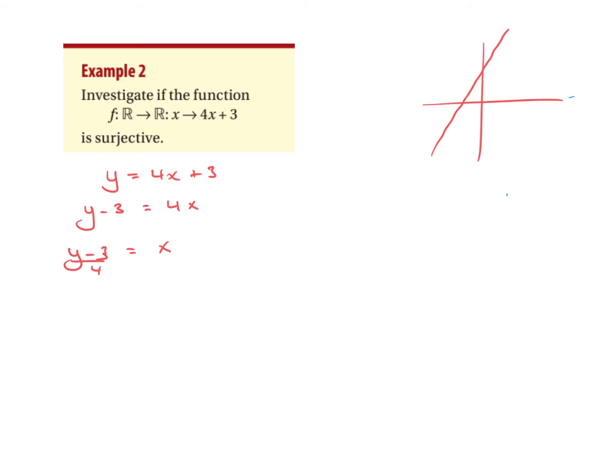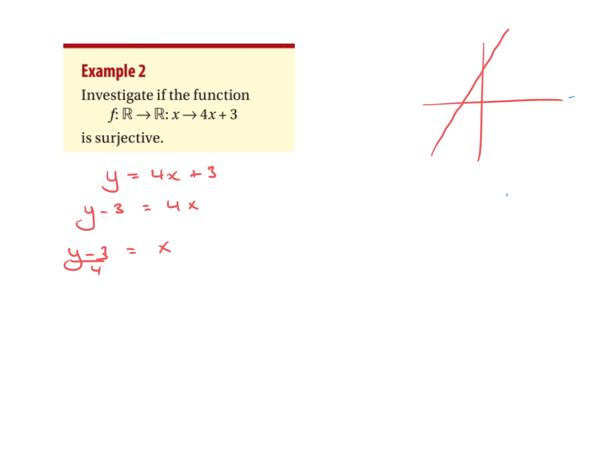Now x is all of my inputs and y is all of my outputs. And I'm asking myself the question, is there any number that I can stick in for y that won't give me an answer for x? If there is, that means it's not surjective. So it doesn't matter what I stick in for y here. You can think of any number that you want, and an x value will come out.